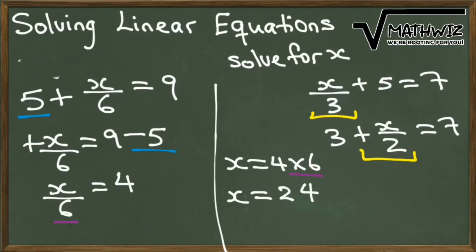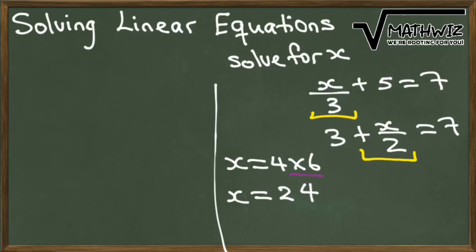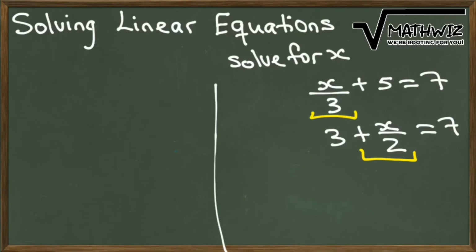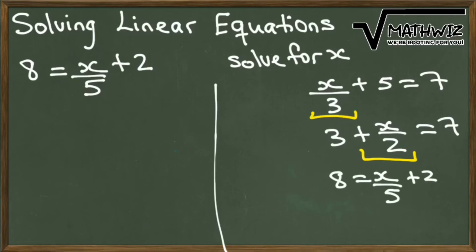Okay, so for our next example, now we're going to look at what if the x is on the right hand side. So for our next example, we have 8 is equal to x over 5 plus 2. And so it's the same question. The only difference is that what we're solving for is on the right hand side.